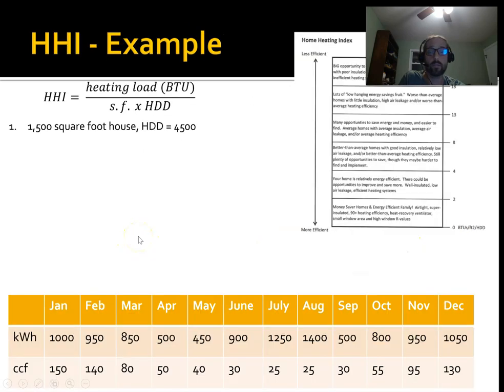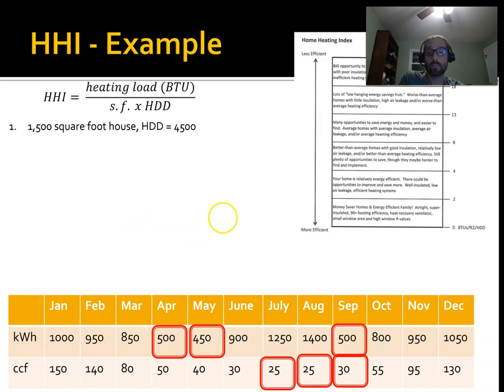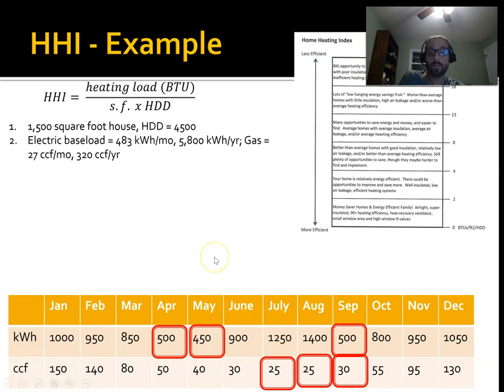So let's do a quick example of this, or partial example anyway. If I have a 1,500 square foot house with an HDD of 4,500, I need to find my heating load in BTU. So I have my square footage and I have my HDD. In order to find my heating load, I need to figure out my base load first.